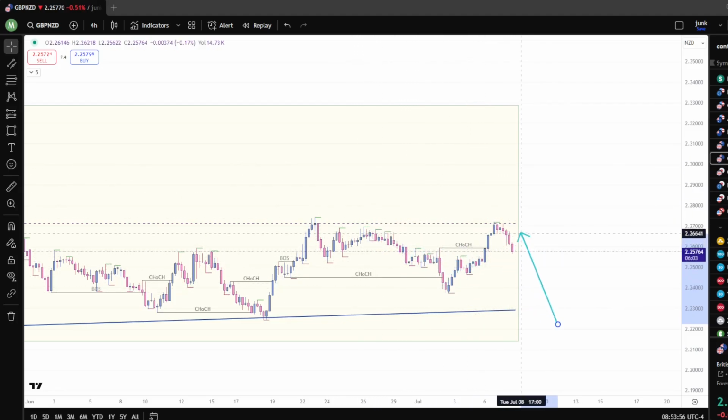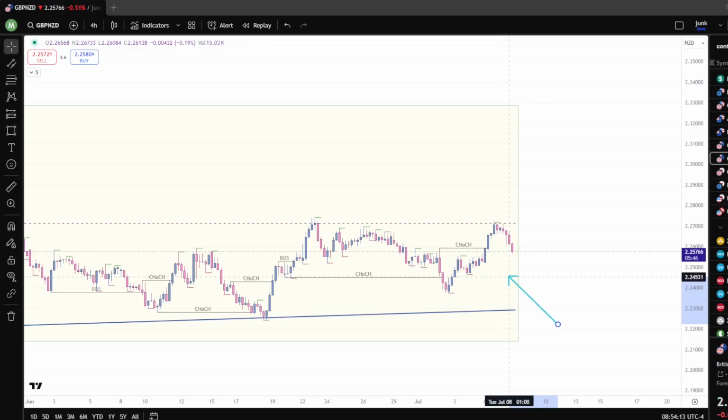Fractal structure starting to break down bearish internally. I would have to see a retracement and then take out some of these lows. There is liquidity in these lows. If that does start to happen, then it'll all line up for swing structure, fractal structure, internal structure bearish. Looking for any type of selling opportunity.